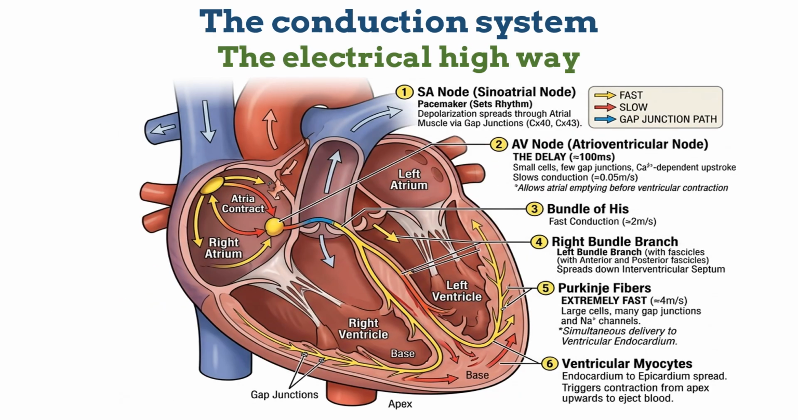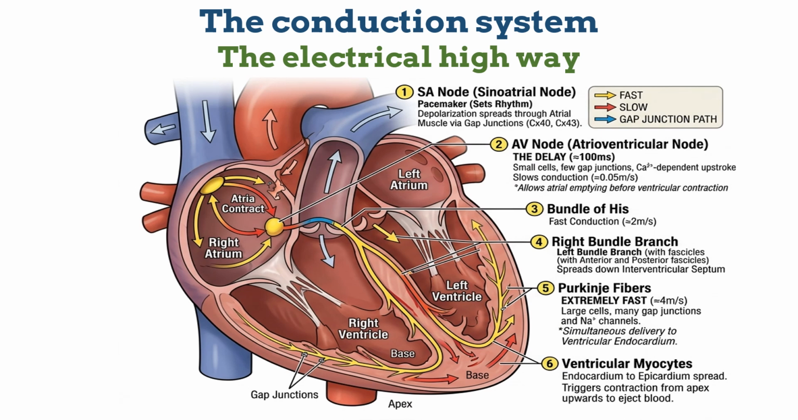Now that we understand single cells, let's see how they cooperate to create a coordinated heartbeat: the conduction system. The conduction system is the heart's electrical highway that allows the cardiac action potential to spread from cell to cell through gap junctions and coordinate a heartbeat. It begins in the SA node of the right atrium, which has the fastest automaticity and sets the rhythm, and from there the depolarization spreads across the atria through gap junctions, causing both atria to contract as the electrical wave moves from right to left.